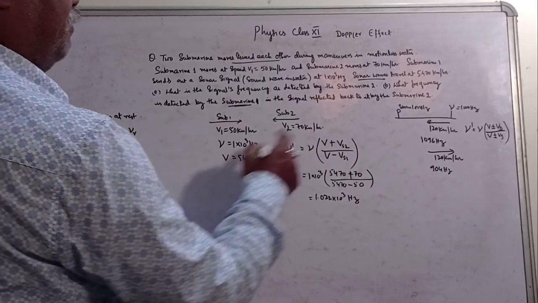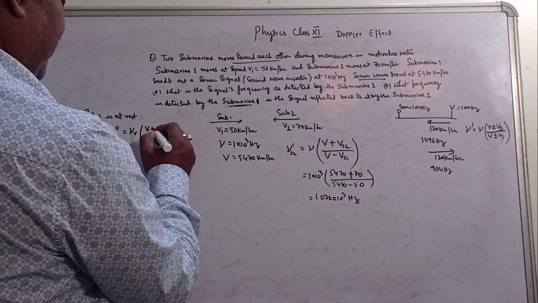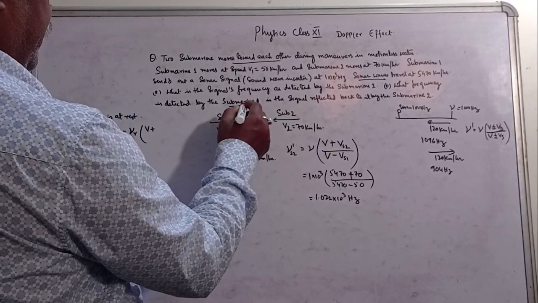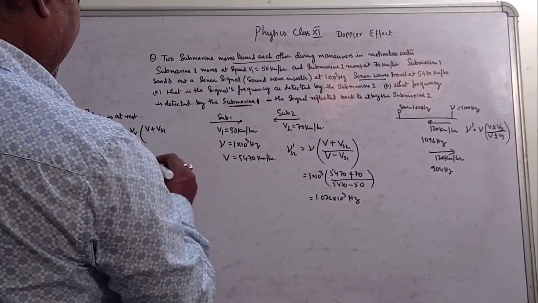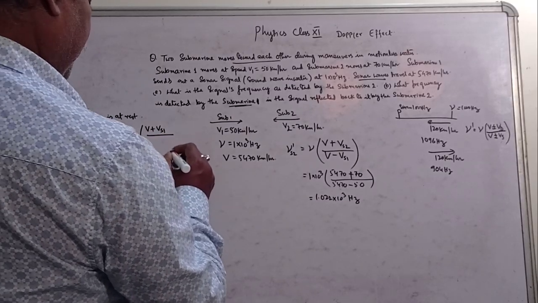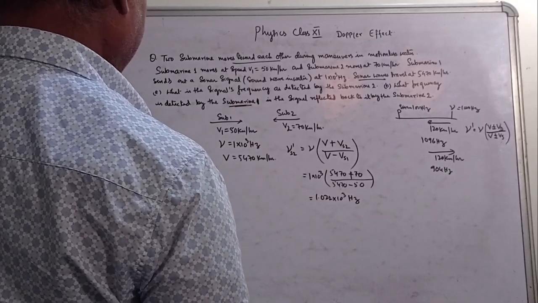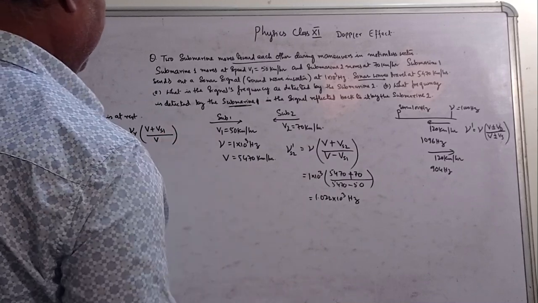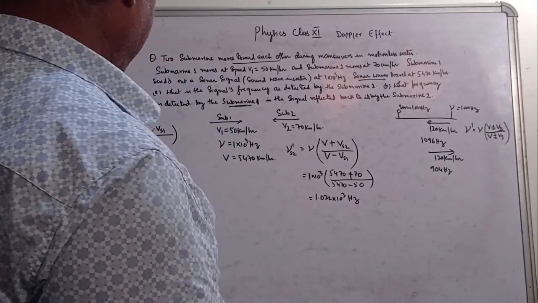This is the reflected frequency of submarine 2, again V plus, because there is a shift. In this case, submarine 1 is the detector, so Vs1, and here V is the velocity of the sound wave, this sonar wave. In this case, we have done.